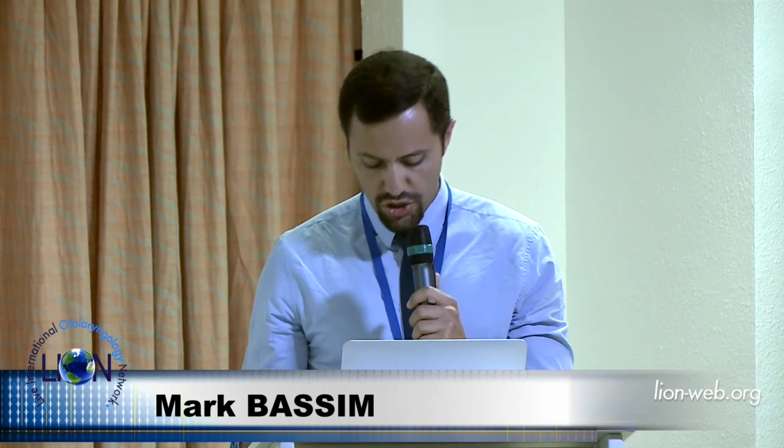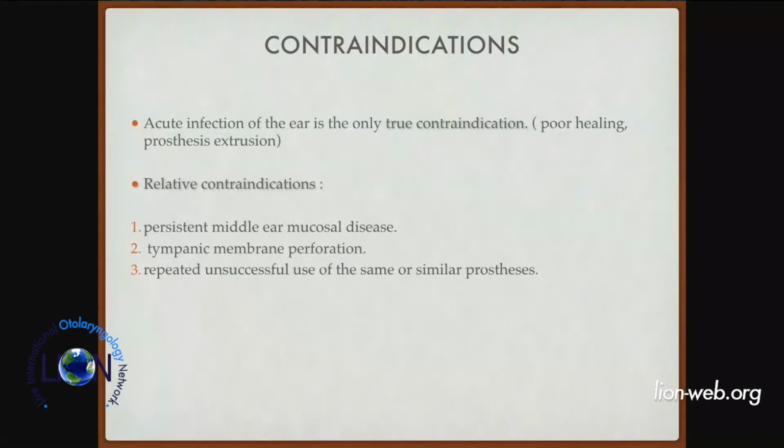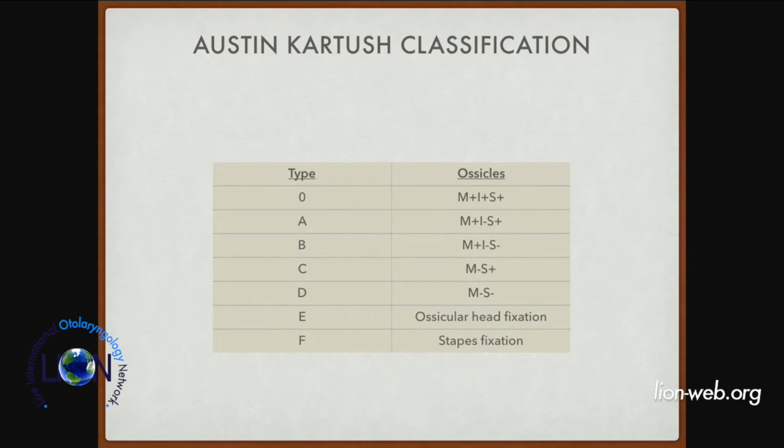What are contraindications? We touched upon this a little bit when we talked about staging. The only true contraindication is probably an acute infection of the ear. And a relative contraindication is persistent middle ear mucosal disease, tympanic membrane perforation, or repeated unsuccessful use of the same prosthesis. And somewhere probably in the middle between an absolute and a relative contraindication is whether you're operating on an only hearing ear or not. And this is, again, something we sometimes debate in this course and other courses.